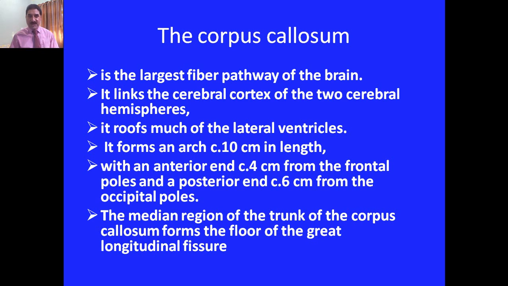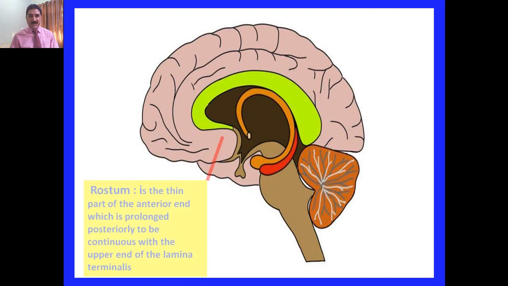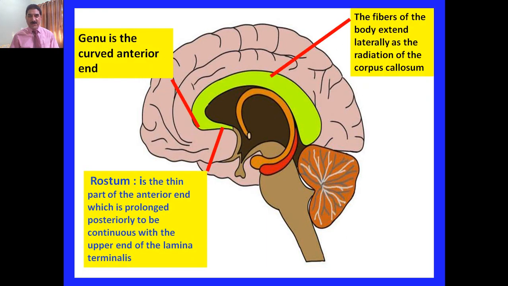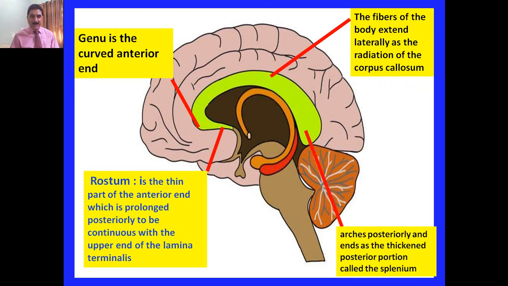It forms an arch about 10 centimeters in length, with an anterior end 4 centimeters from the frontal poles and a posterior end about 6 centimeters from the occipital poles. The median region of the trunk of the corpus callosum forms the floor of the great longitudinal fissure. The parts of corpus callosum are rostrum, genu, body, and splenium.